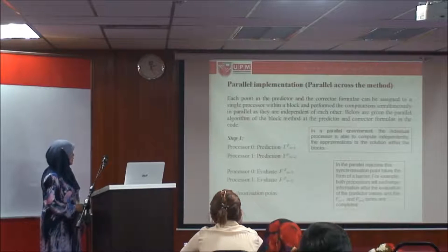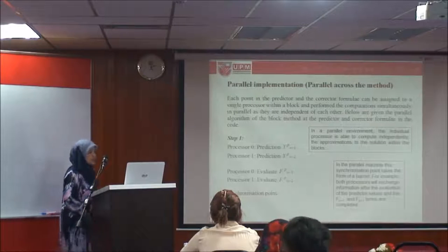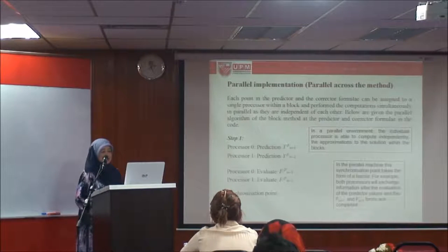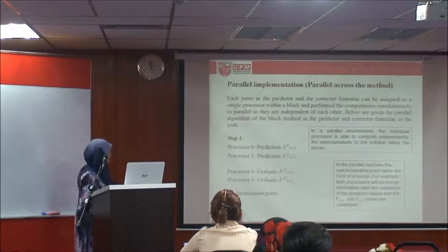So now each point in the predictor and the corrector formula can be assigned to a single processor within a block and perform the computation simultaneously in parallel. And they are independent of each other. Why do you think I can say that it's independent of each other?